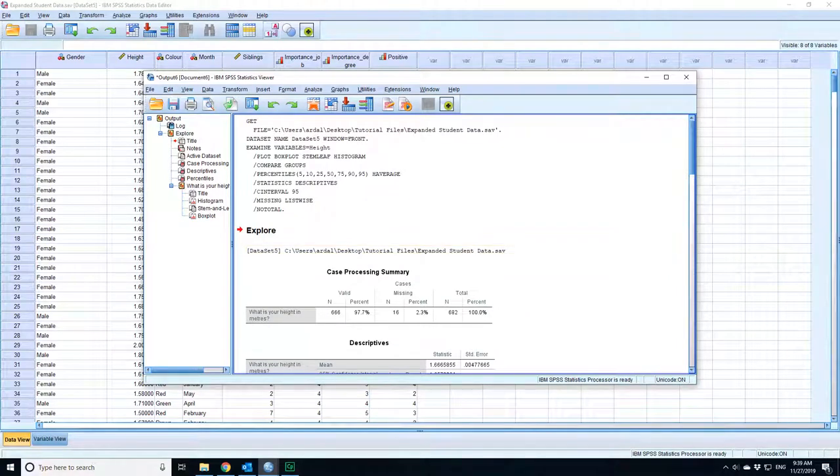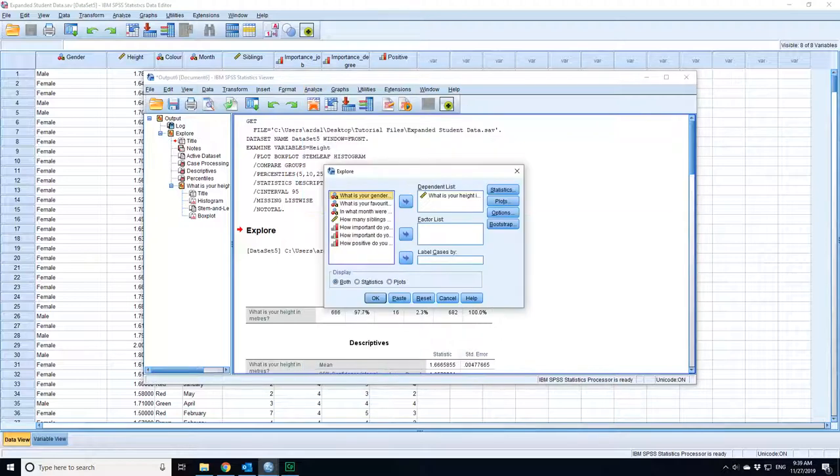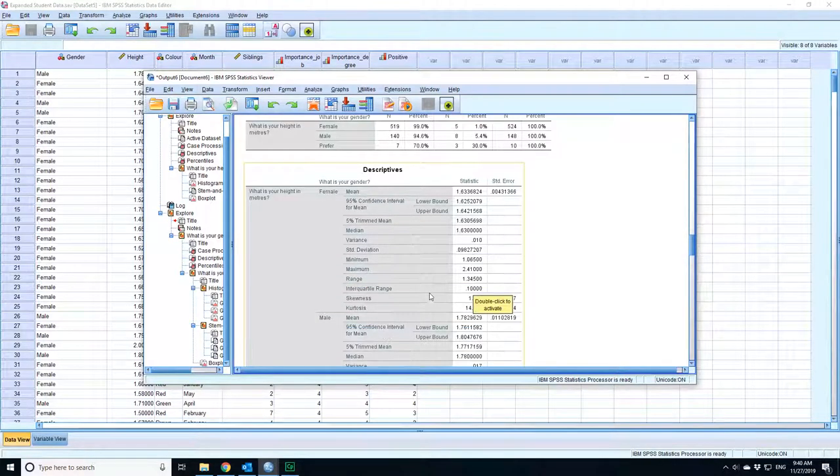Now, I summarised all of the height. What happens if I want to ask a question about heights of men and women? So I go to Analyse, Descriptive Statistics, Explore, and now I put the gender in as a factor. So factors are anything that can divide your data into subgroups. So in this case, I'm going to do it by gender. Now if I press OK, instead of getting a table which summarises absolutely everyone, I get a table which summarises the female and the male.